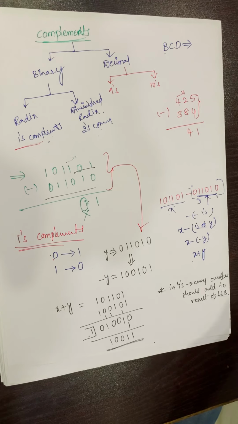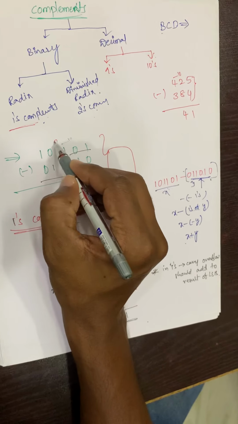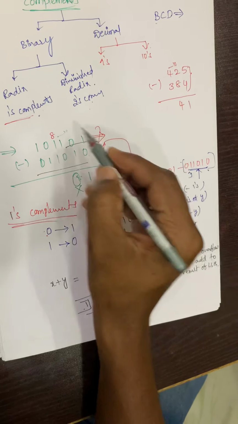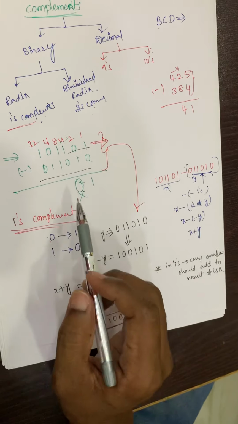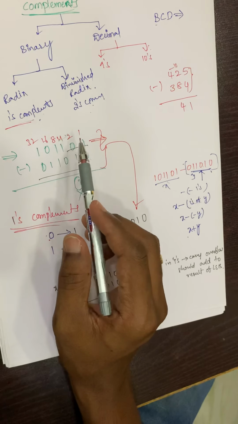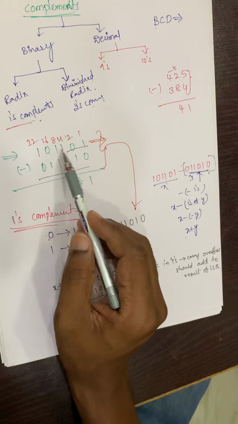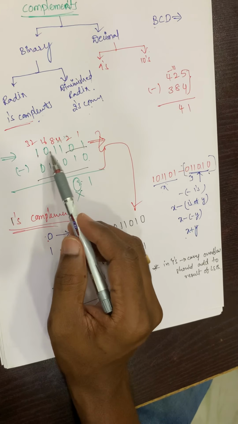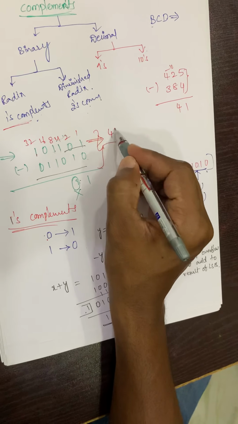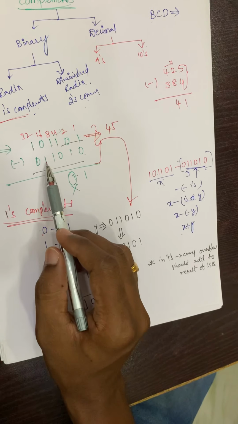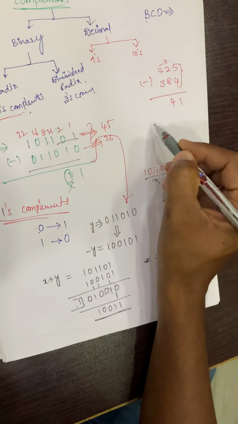So how to cross check this number? According to the weighted positions, what is the decimal number of this number? 8 4 2 1 16 32. Already discussed these weighted codes. This is a 6-bit representation. So what is the decimal number? This number is 32 plus 8 is 40, 40 plus 4 is 44, plus 1 is 45. Next, this is 16 plus 8 is 24, plus 2 is 26.